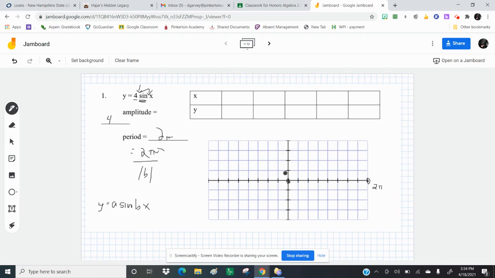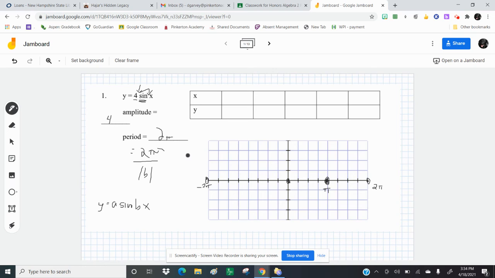And if I want to do 2 cycles, then I can go over here and go negative 2 pi. So I know I start at 0, end at 0, and halfway in between, I'm going to be 0 again. So I know halfway between 0 and 2 pi is simply going to be pi.